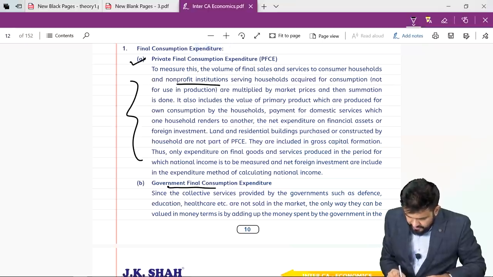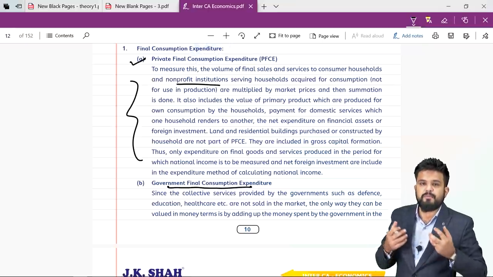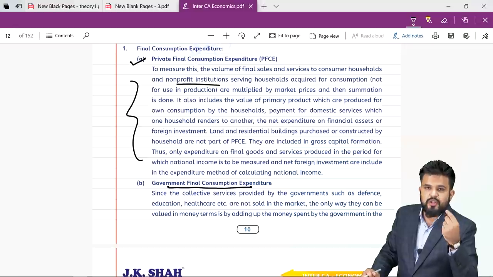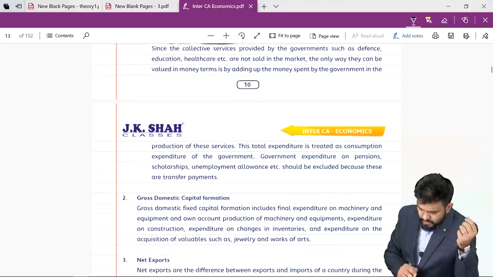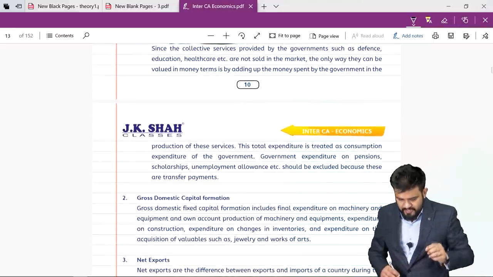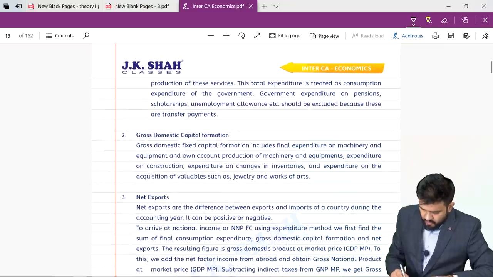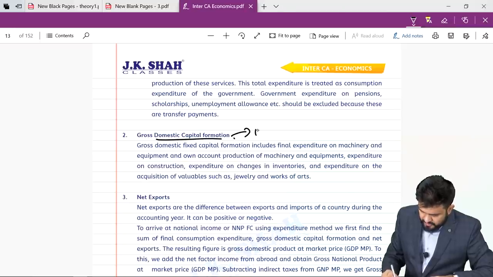Then government final expenditure. The government is spending money on infrastructure, dams, roads, bridges, highways, metro, maintenance, cleanliness, education. So that will come. All expenditures done by the government, that is CG. Gross domestic capital formation is nothing but investment.